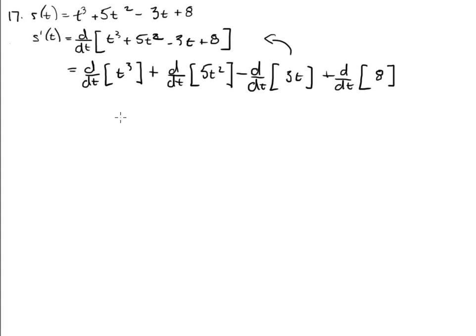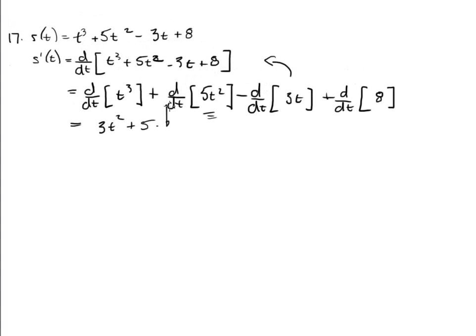So the derivative of t cubed, we can use the power rule, bring down the 3, subtract the exponent by 1. In the next one we have the constant multiple rule, which states that if we have a constant multiple times some value that we know what its derivative is, we can bring that constant multiple out. So we can bring out that 5 and then use the power rule.